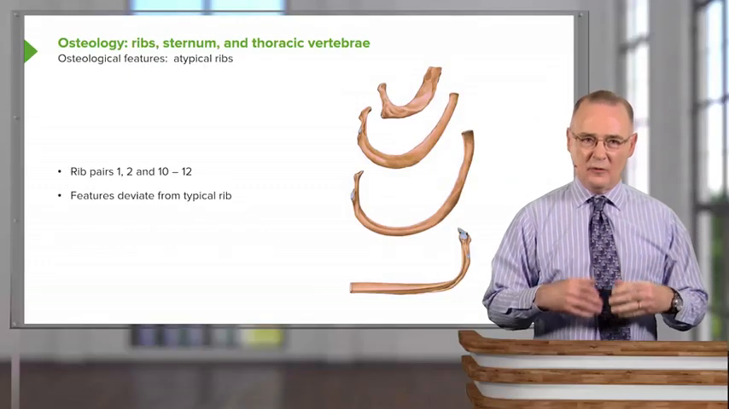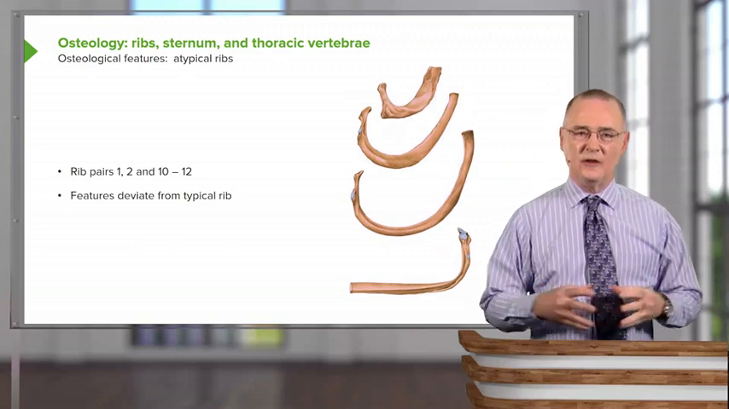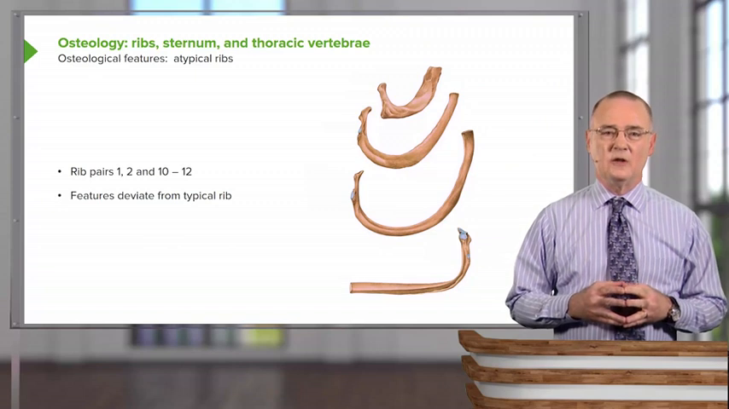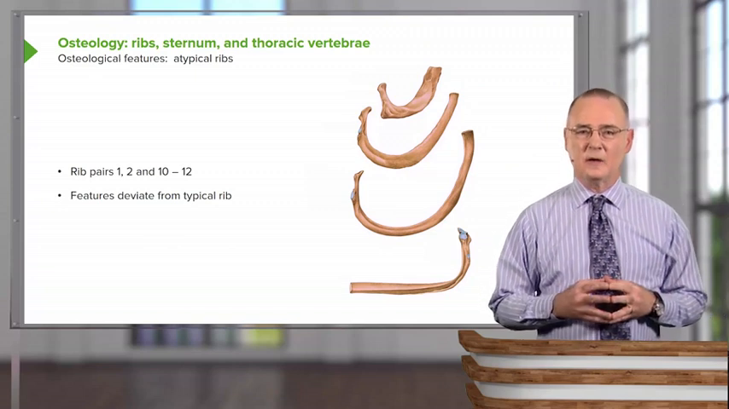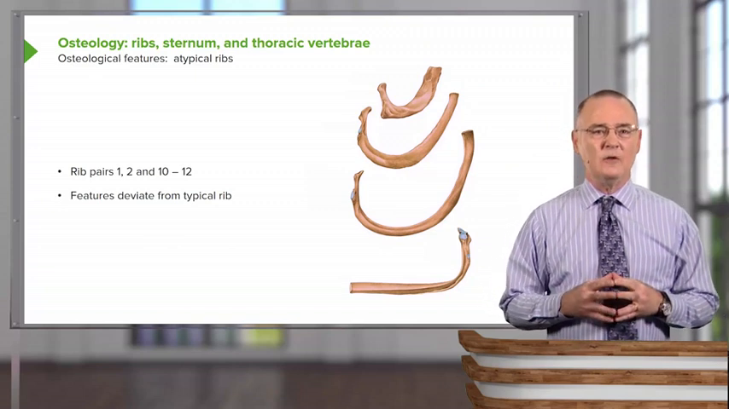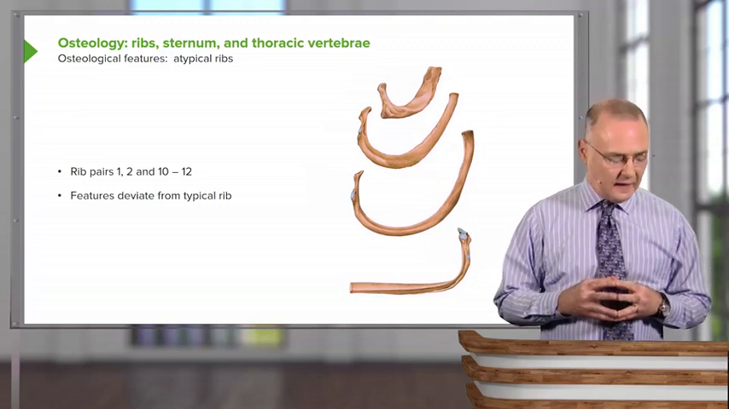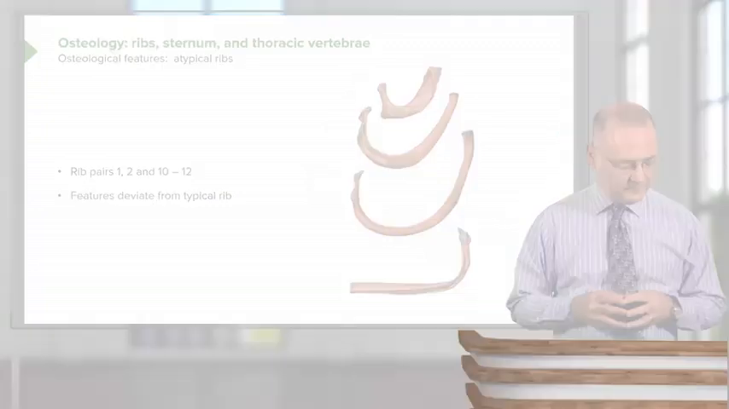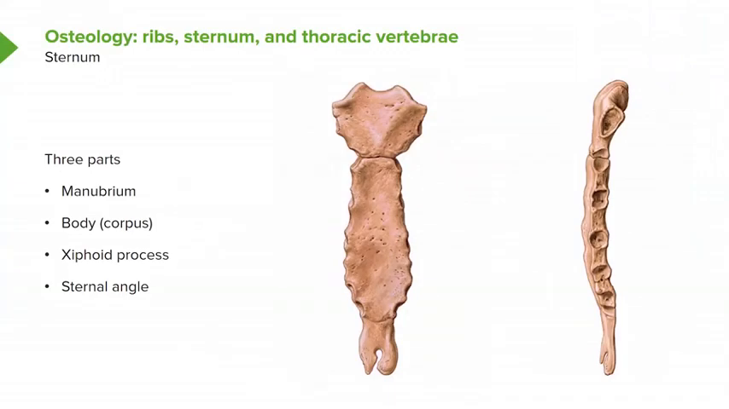If you're very interested in some of the other features that deviate from a typical rib, I would direct you to your anatomy textbook. We probably don't need to overly focus on some of those features that do deviate from the typical ribs. The sternum is another osteologic feature of the thoracic wall.